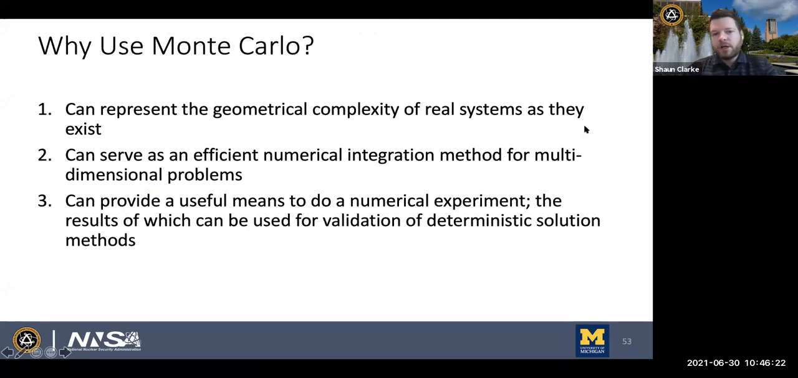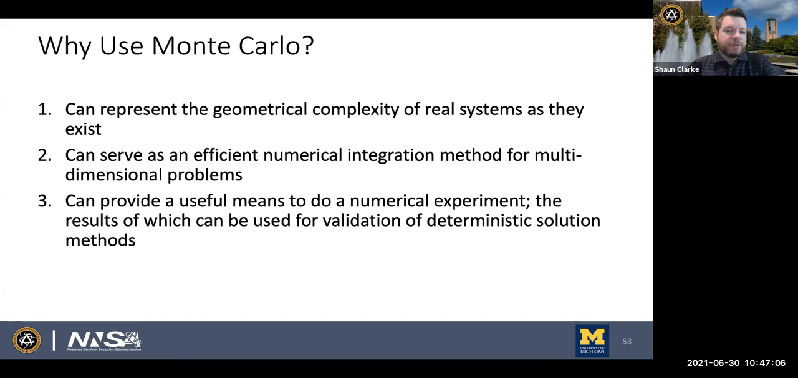So why use Monte Carlo? Again, it has a number of advantages, the first of which is that it can represent the geometrical complexity of systems as they exist. In other approaches, such as deterministic transport, there's often homogenization, whether in space or in energy, that's required, where the user has to simplify the geometry so that the transport method can then handle it. In Monte Carlo, we're typically using combinatorial geometry to build a geometry, and it's using pointwise cross-section data over the entire energy range.